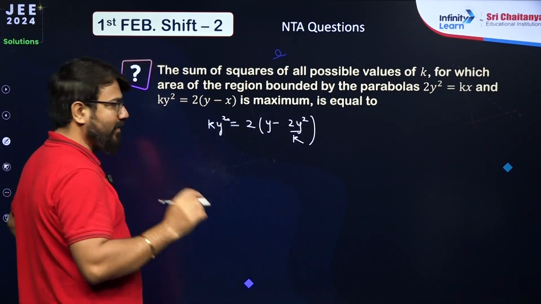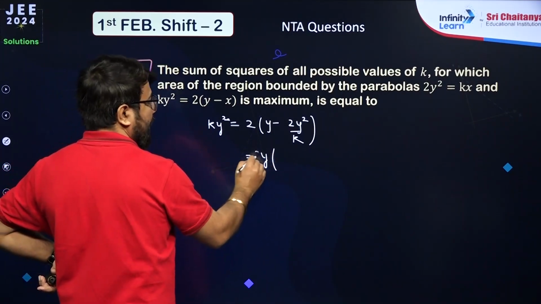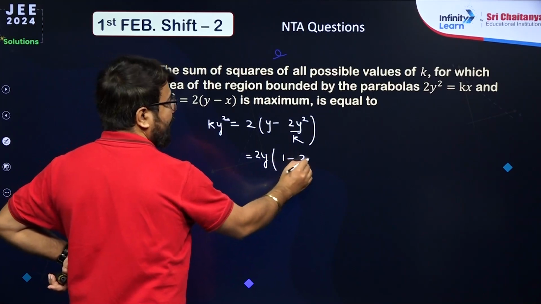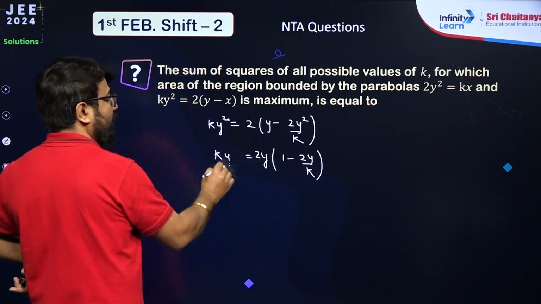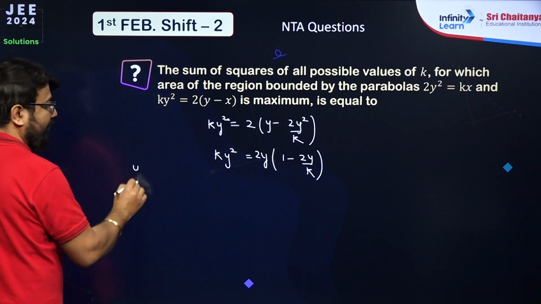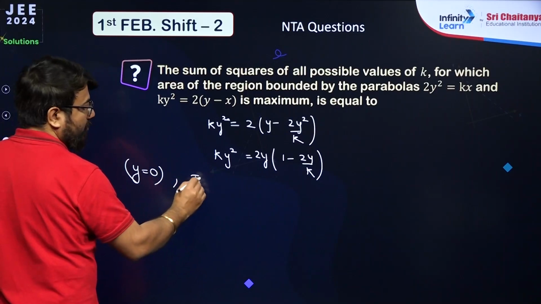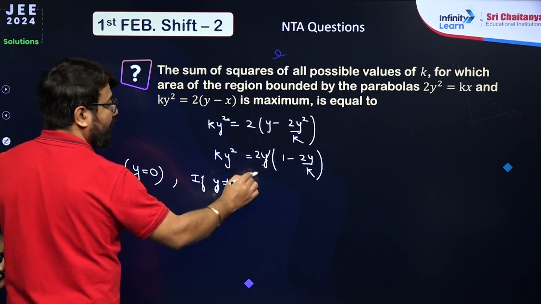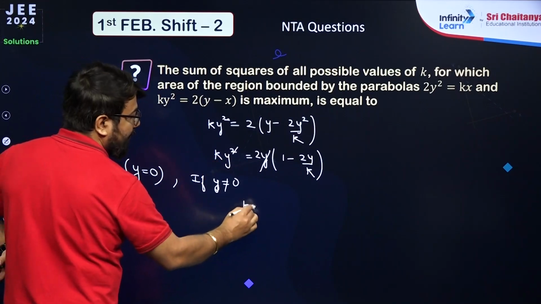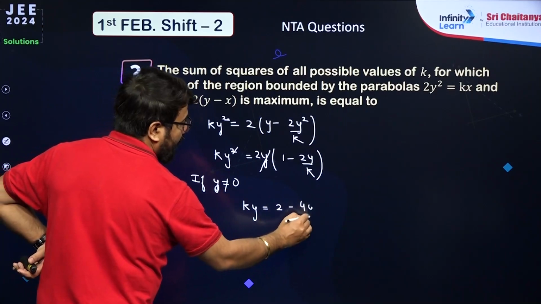How to get the value of y? If I take this y common, my dear students, and 2 is already common, it will be y minus 2y over k, 1 minus 2y over k, and here it is ky square. So the very first solution that we can get here is y is equal to 0. Now if y is non-zero, then I can cancel a factor of y from both sides. Then I will have ky is equal to 2 minus 4y over k.